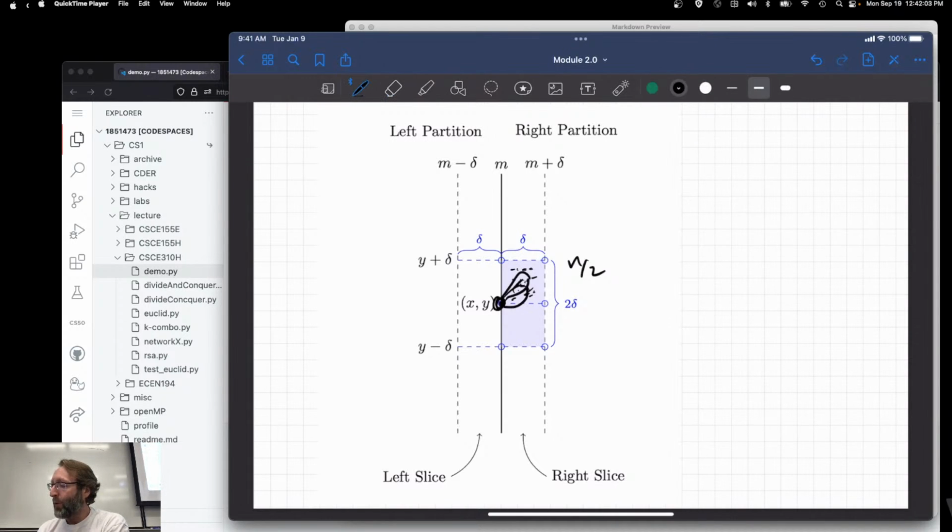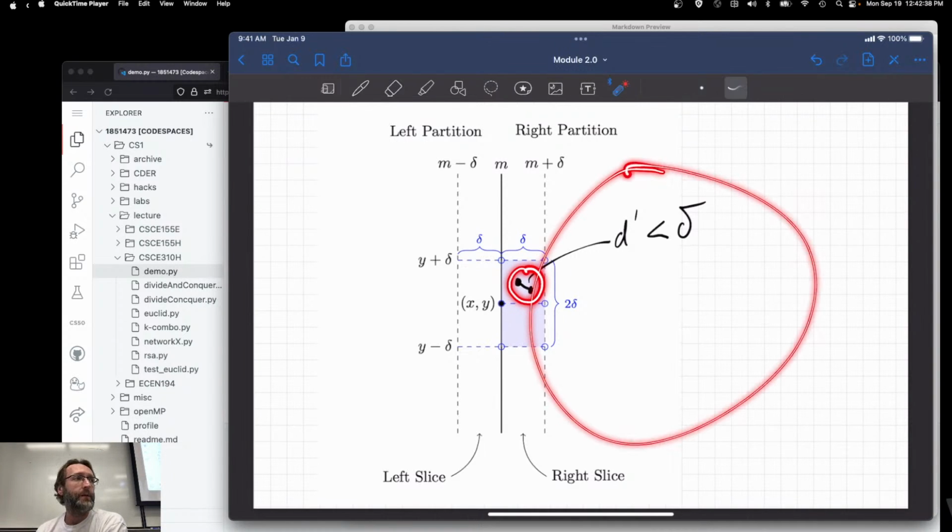What if I packed 2 points in there? Just 2. That one and that one. Tell me about the distance between those 2 points. It's that distance, which I'll call, I don't know, d prime. That's definitely smaller than delta. Why? Because it's inside this square of sides delta. And therefore, I would have found those 2 closer points to begin with, right? When I recursed on the right partition.